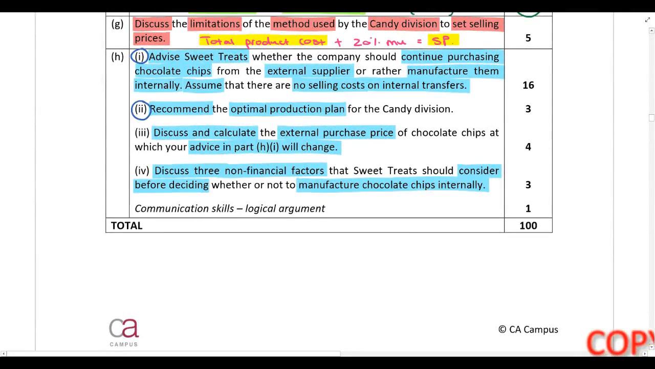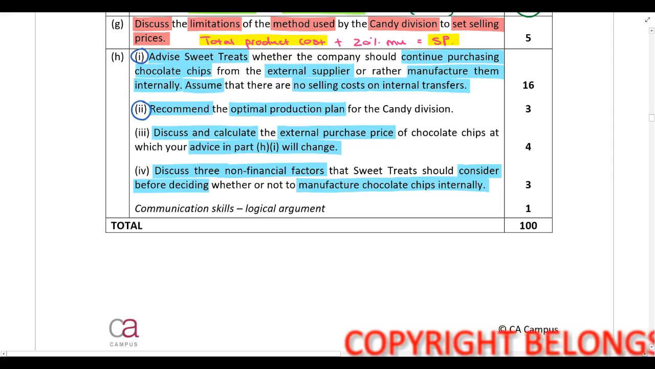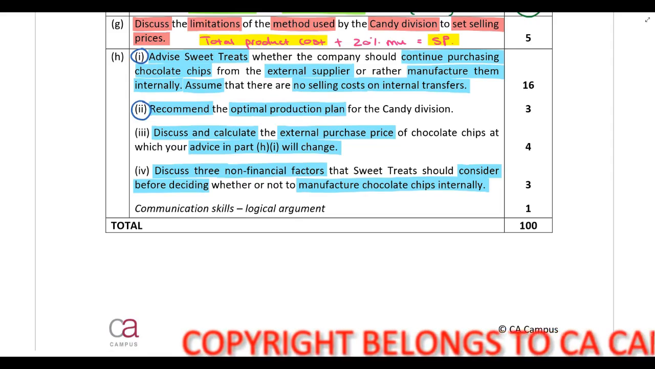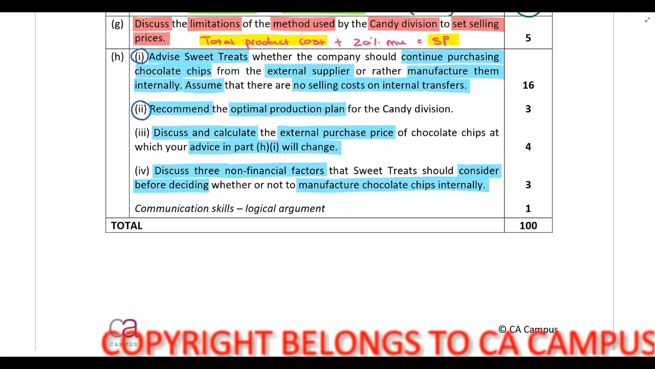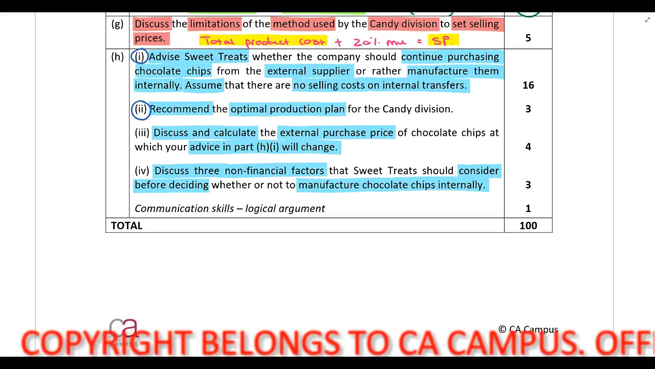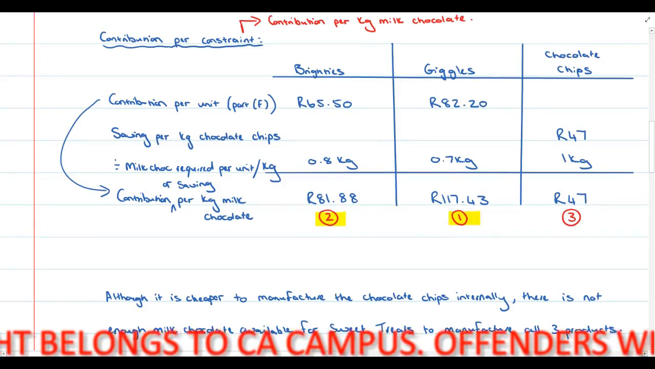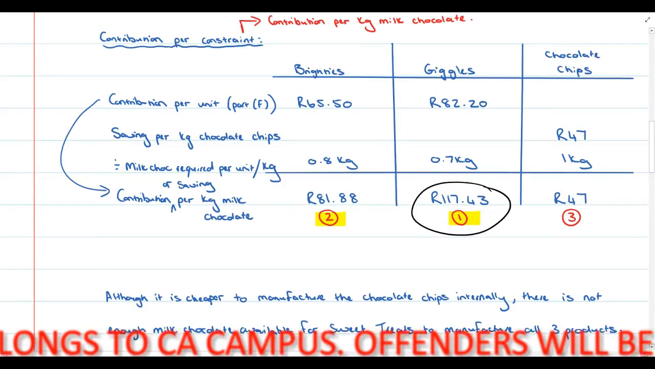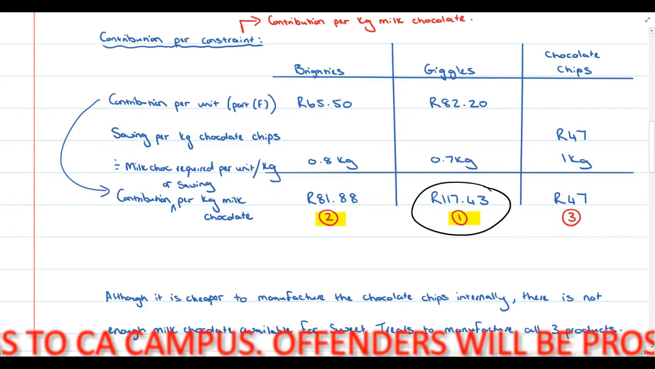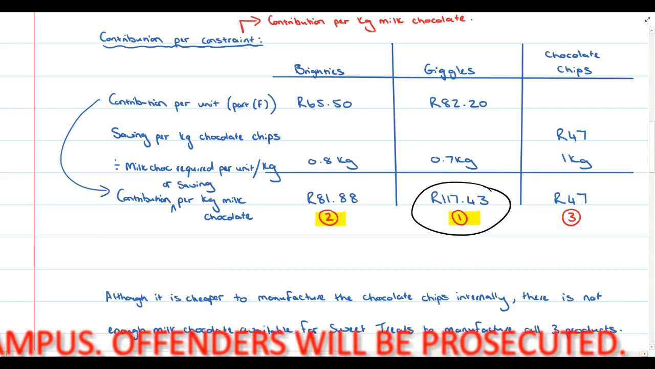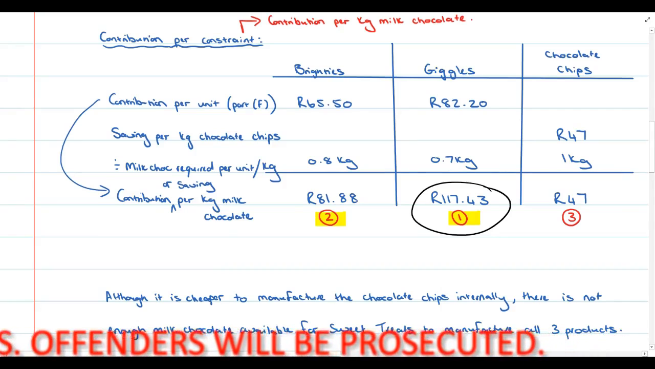Then in part 2, you need to recommend the optimal production plan for the candy division. So in other words, you need to recommend how many units of each product they should produce so that profits are maximized. Now we know that there are only 400,000 kilograms of milk chocolate available. And in part 1, we ranked the 3 products. Giggles was ranked number 1 because it had the highest contribution per kilogram of milk chocolate. So they should first use the milk chocolate that's available to produce Giggles.